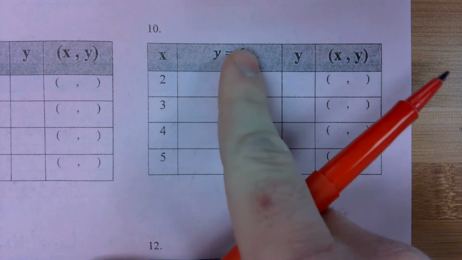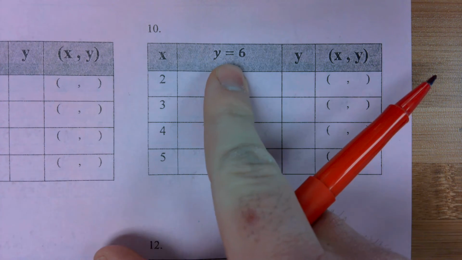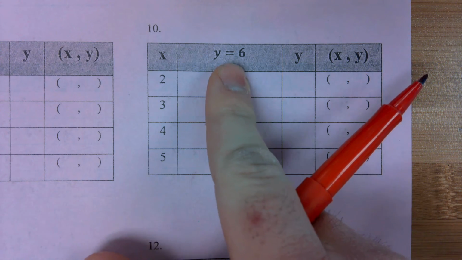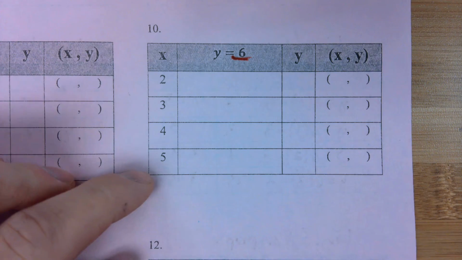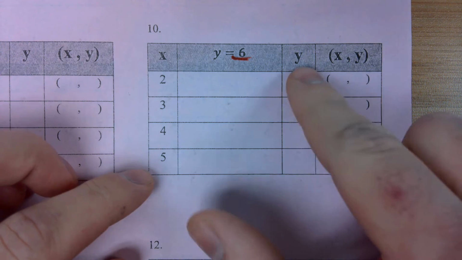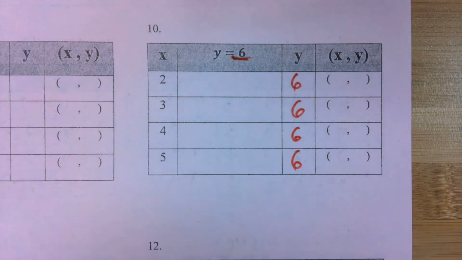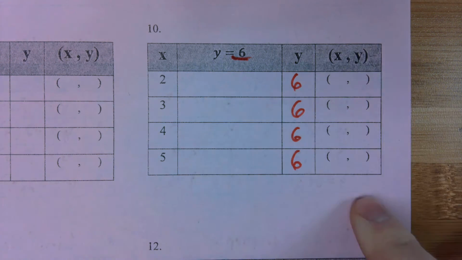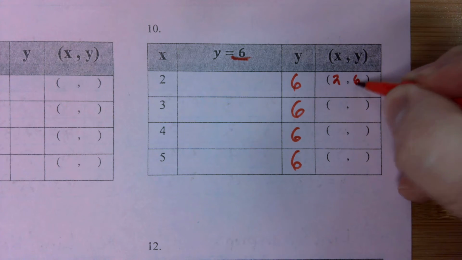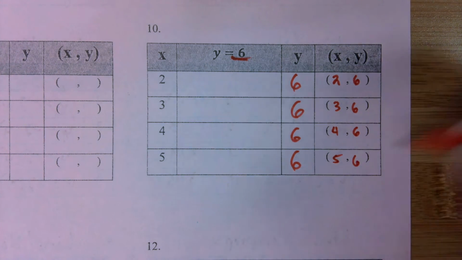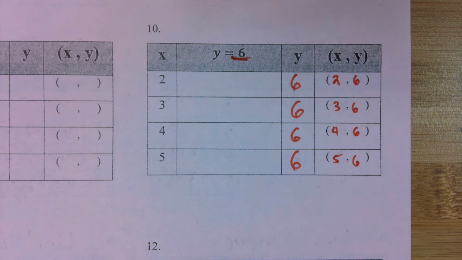I don't see anywhere to plug in x, but do I know what y is equal to with this function? Yeah, what is y equal to? 6, right? So as weird as it seems, all of your y values are going to be 6. Okay, and your coordinate pairs here will be (2, 6), (3, 6), (4, 6), and (5, 6).